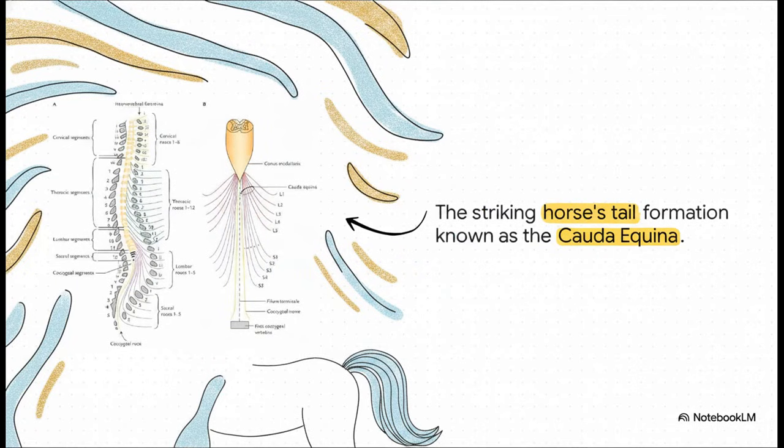This leads us to one of the most visually striking features of the entire nervous system. Because the solid cord ends early at the L1 vertebra, but those lower spinal nerves still need to exit through their respective lower intervertebral foramina, they have to travel down a long way inside the canal. These nerve roots basically cascade downwards in a bundle from the end of the cord, forming this beautiful, sweeping structure literally named the cauda equina, which is Latin for horse's tail.